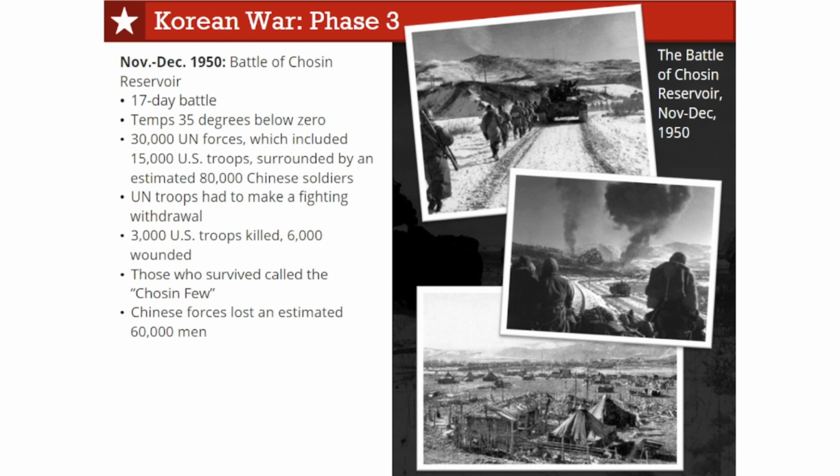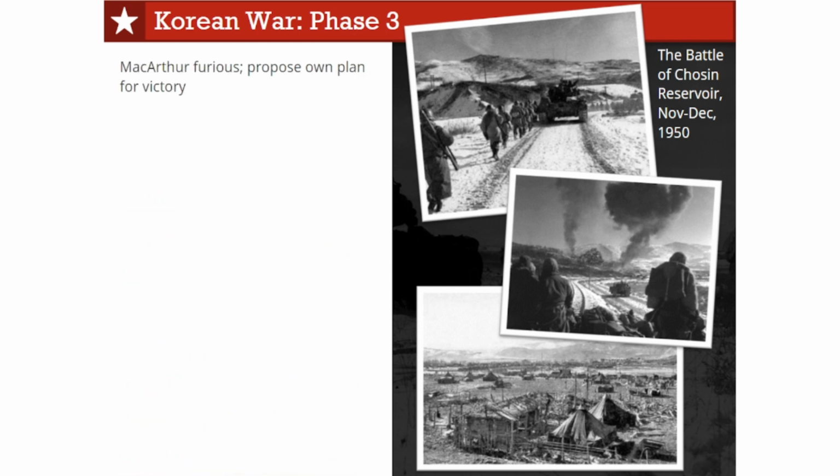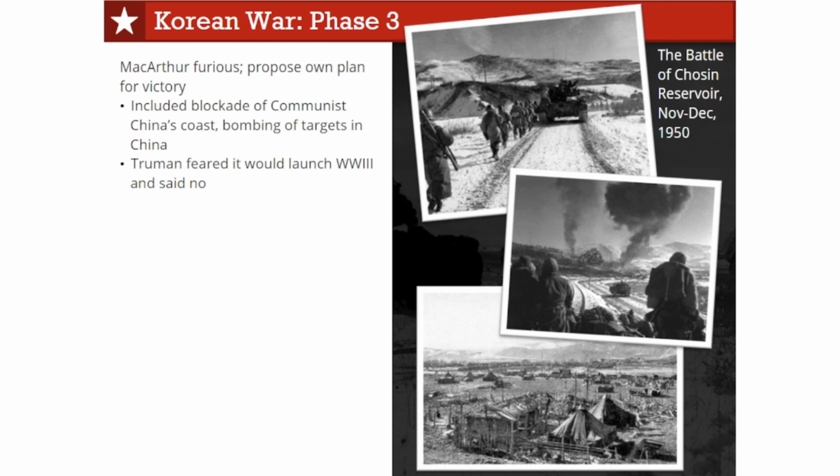At the end of December, Truman told MacArthur that the U.S. had abandoned its goal of reunifying Korea and wanted to seek a settlement to end the war. MacArthur was furious. To him, simply containing the enemy meant little more than accepting defeat. MacArthur proposed his own plan for victory, which included a blockade of Communist China's coastline and permission to bomb industrial sites and other strategic targets in China. Fearing these actions would launch World War III, Truman said no.